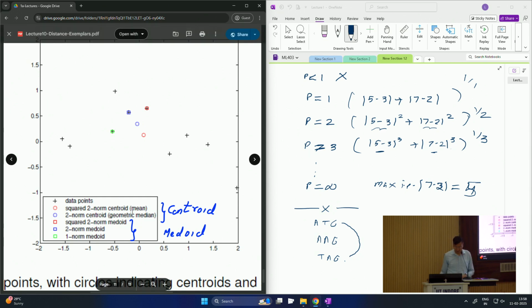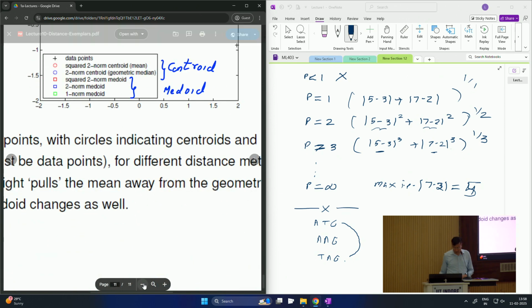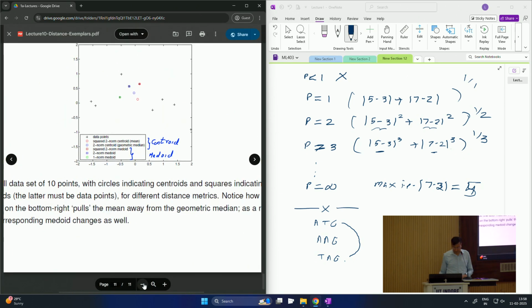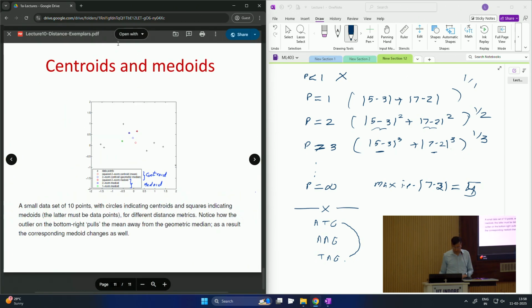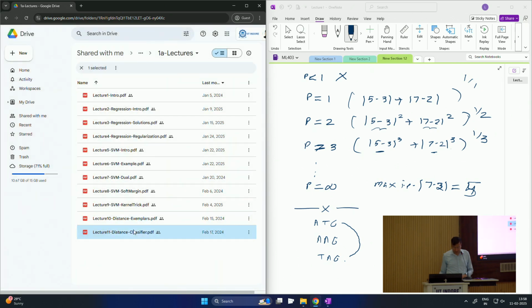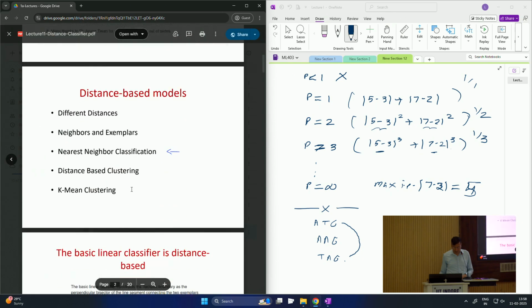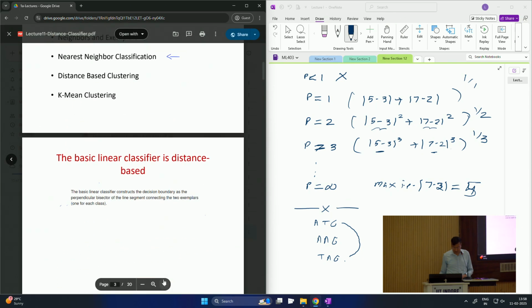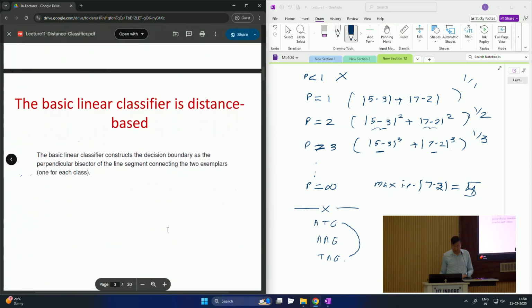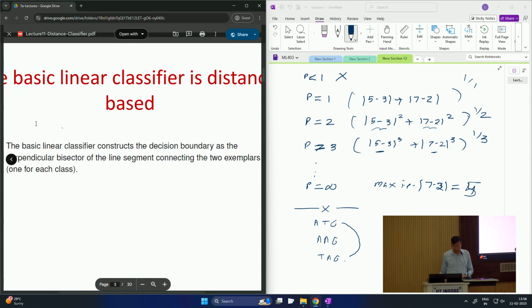Okay. All right. So having said that, we finish this, and we start today's lecture, in which we are going to build a classifier on this and then do problems on it. So we're doing the nearest neighbor classifier. What is a basic distance based classifier? Let's read it. The basic linear classifier constructs a decision boundary as the perpendicular bisector of the line connecting the two exemplars, one for each class.